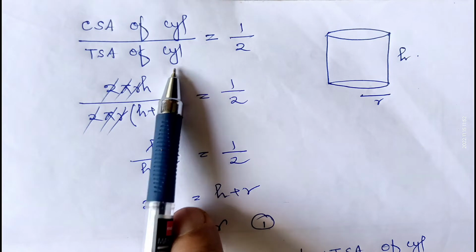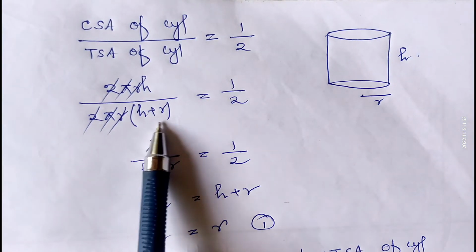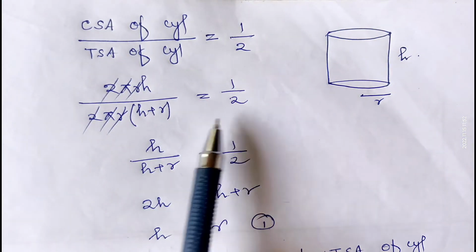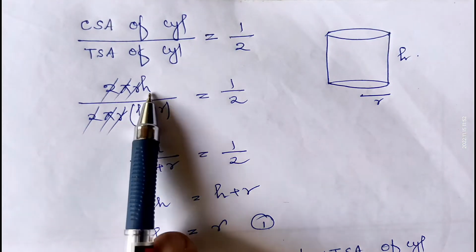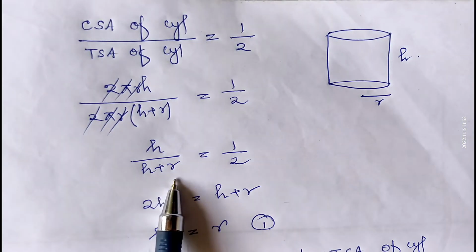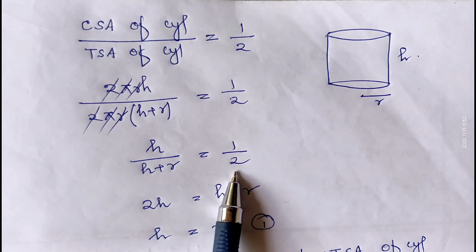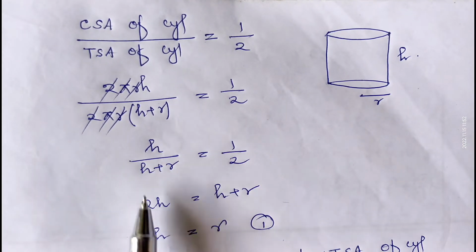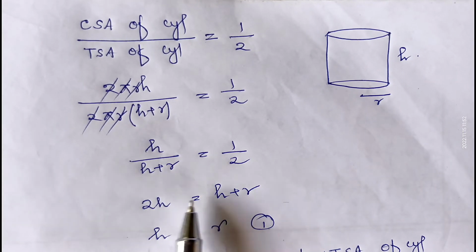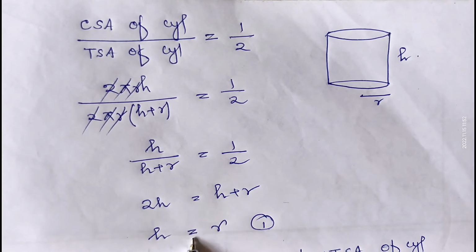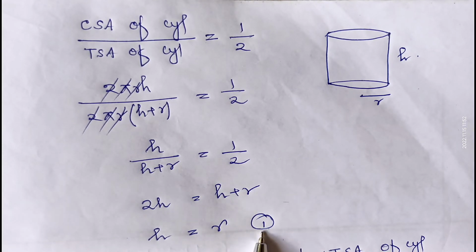Now curved surface area of cylinder is 2 pi rh. Total surface area of the cylinder is 2 pi r into (h plus r), equals to 1/2. 2 pi r can be cancelled. So it will be h divided by h plus r equals to 1/2. If I cross multiply, twice h equals to h plus r. So twice h minus h will become h equals to r. Therefore height and radius of the cylinder both are same. Let it be equation number 1.